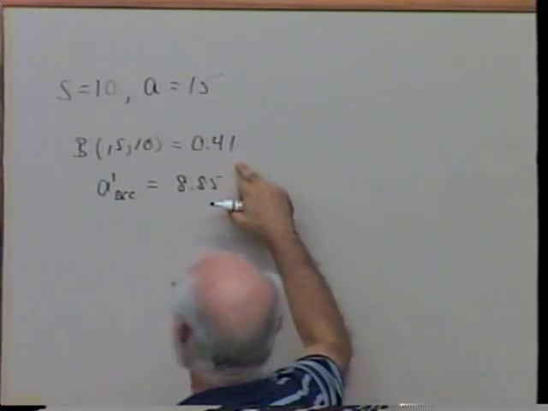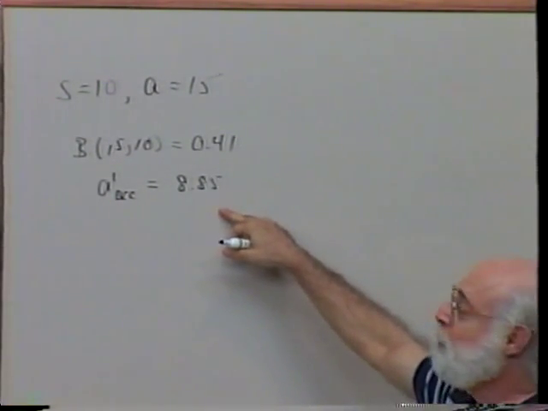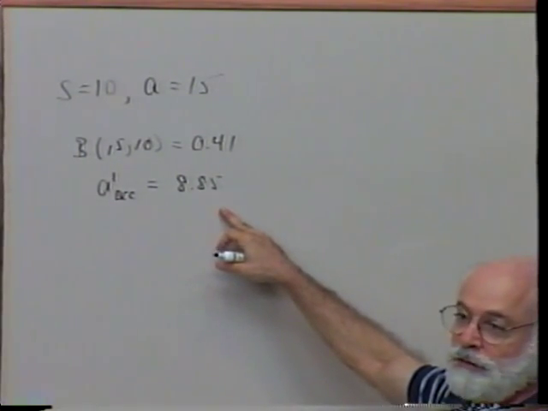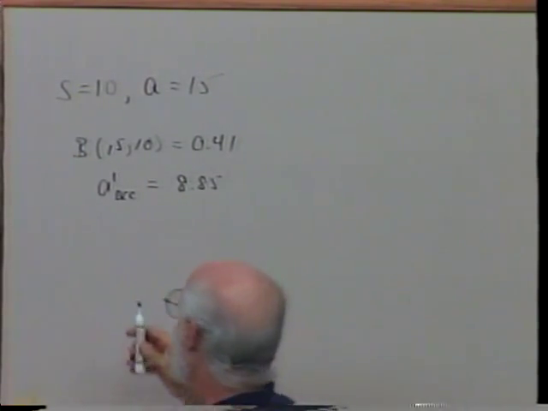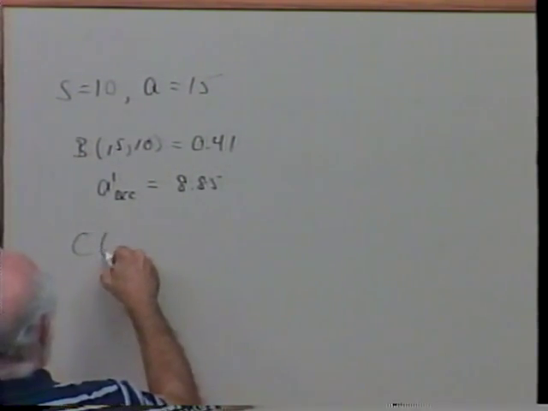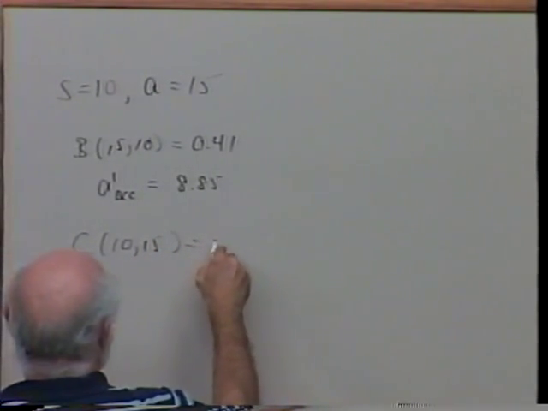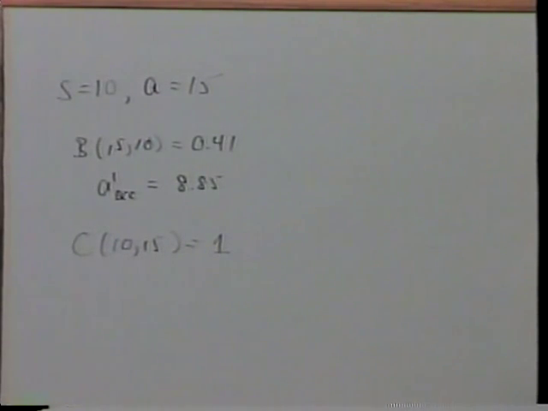Okay, so this is the probability of blocking, and this is the correct carried load. But when I do the Erlang C now, the answer should turn out to be 100%. Okay, let's see. Erlang C, my program tells me, is 1. So C of 10, 15 is equal to 1. That's because the offered load is greater than the number of servers.